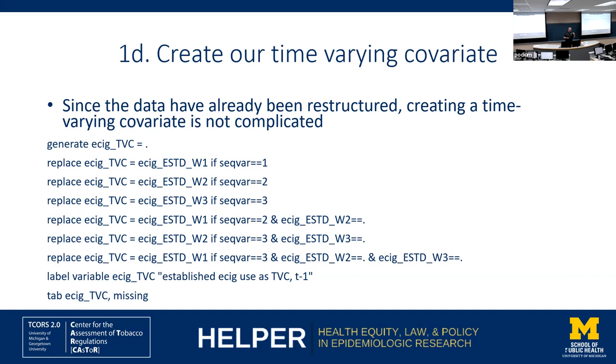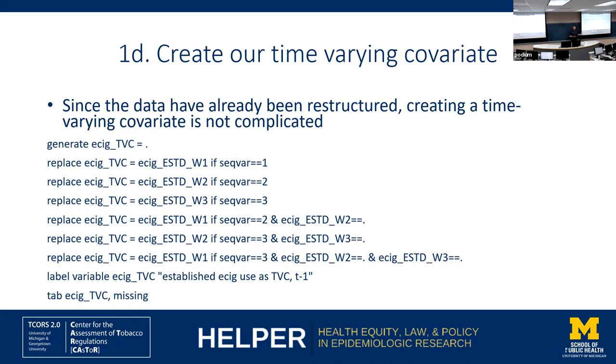I have it set up so seek var one is the first follow-up wave, which is really wave two, right? So it's only 1, 2, 3, but it's actually 2, 3, 4. The reason this is lagged is because I'm looking at wave one. I'm using their wave one e-cigarette value if the seek var equals two, which means the second observation period. So that makes sense.